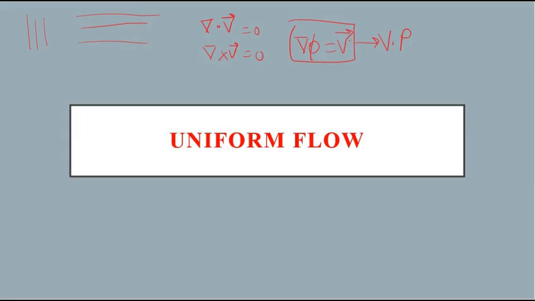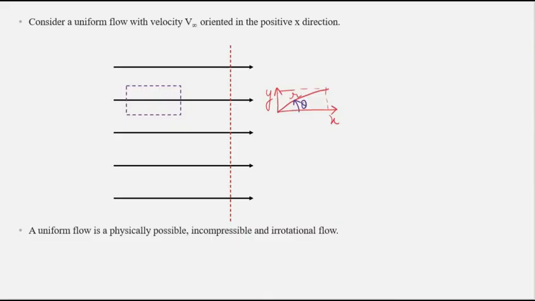Now what we are going to do is consider a uniform flow in a flow field and observe it closely, and derive or obtain equations from that uniform flow. So let us consider a uniform flow in a flow field which is moving in the x direction. That is, the flow direction is in the x direction of the coordinate system. And this uniform flow has a free stream velocity V infinity. As discussed a few minutes ago, a uniform flow is a physically possible, incompressible and irrotational flow.